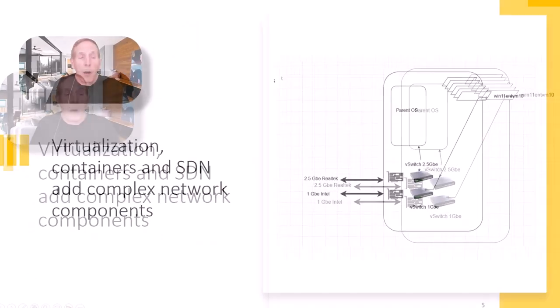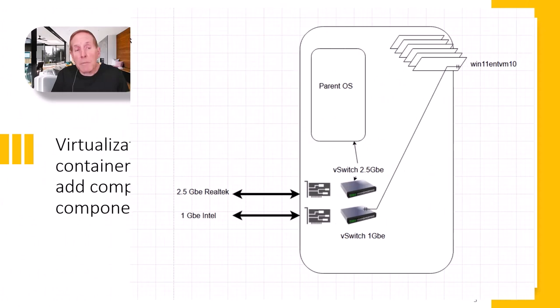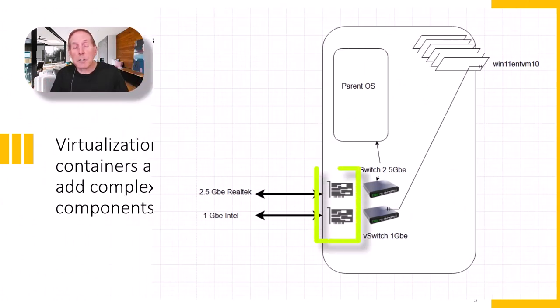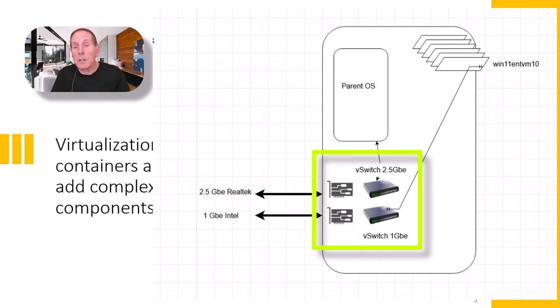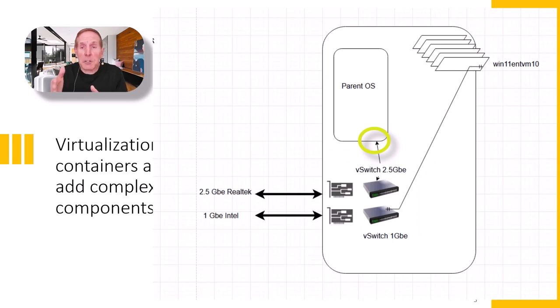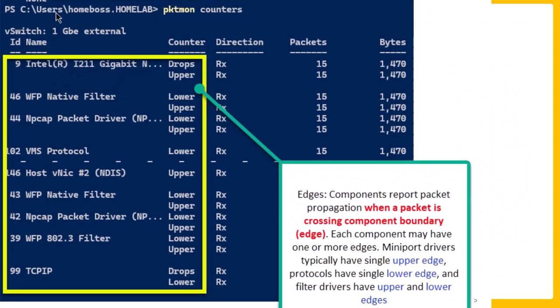On the right-hand side is a diagram of my video editor. I have two physical network cards. I have two virtual switches that are connected up to each of the physical network cards. Then I have virtual NICs to the parent OS, and then I have a number of virtual machines that are then connected via a virtual NIC to each of the virtual switches. This gets complex, and Packet Monitor is going to give us visibility into all of this and allow us to troubleshoot effectively.